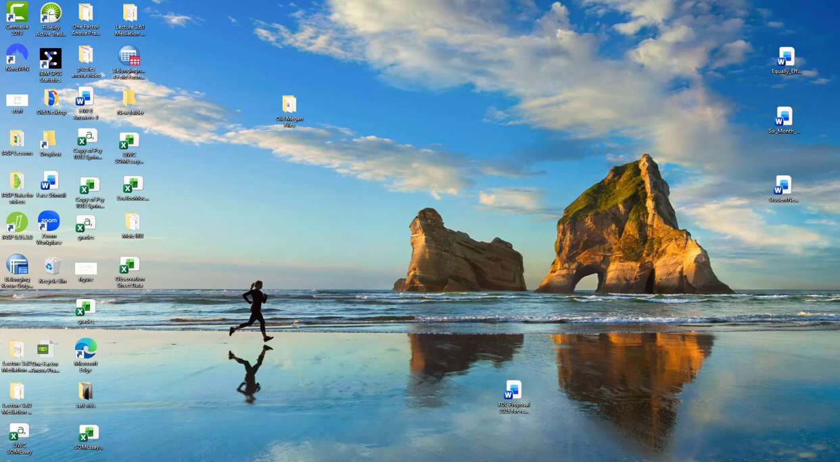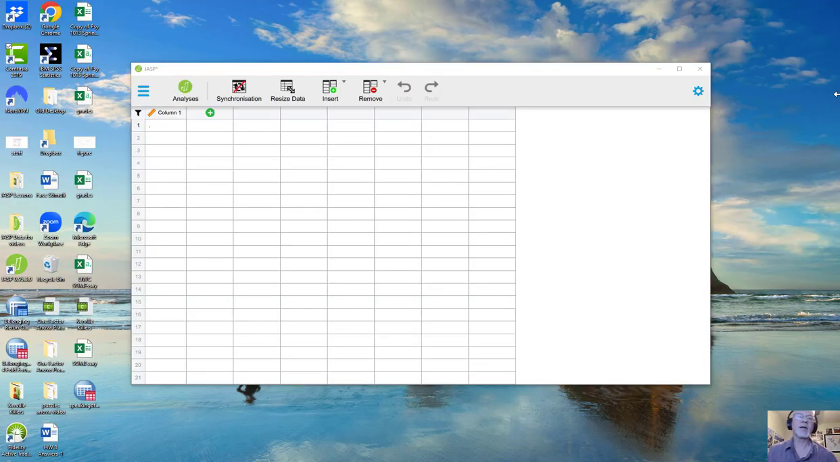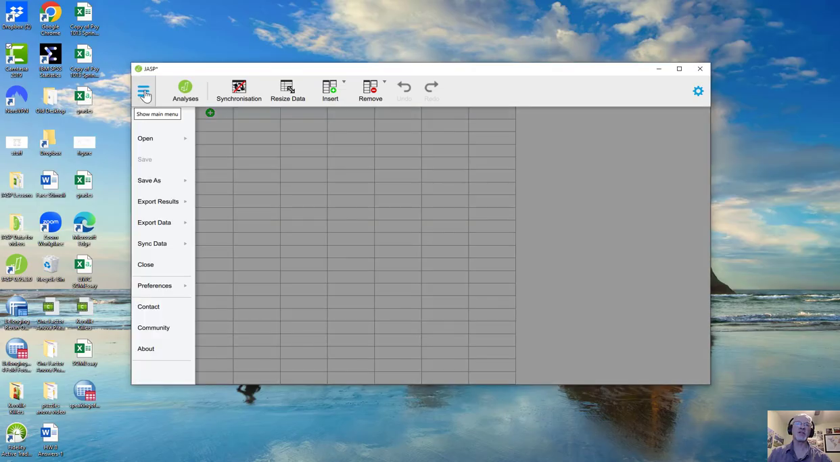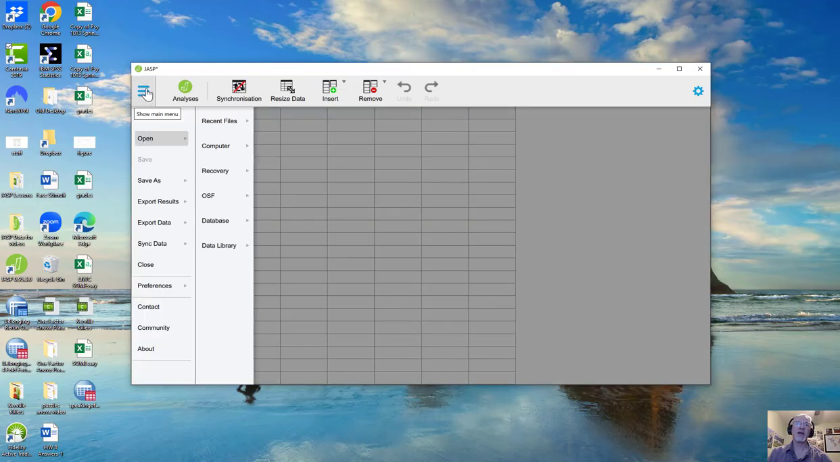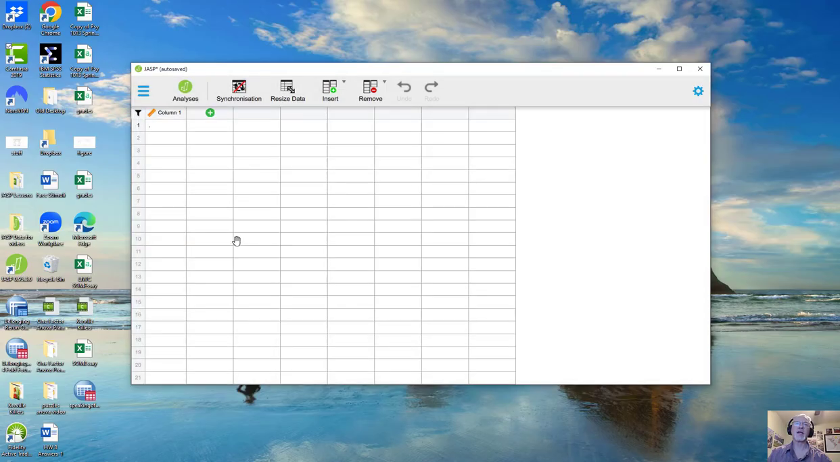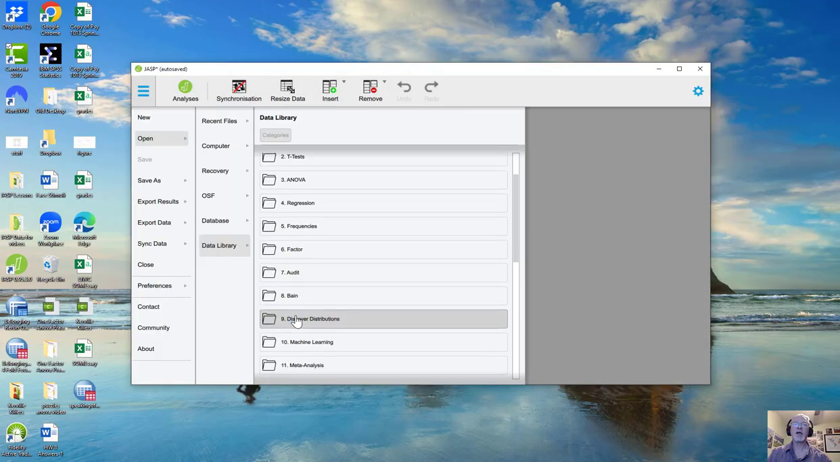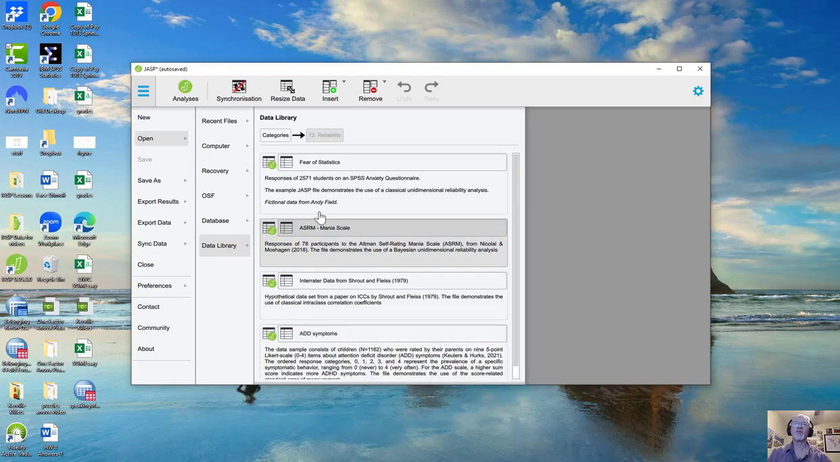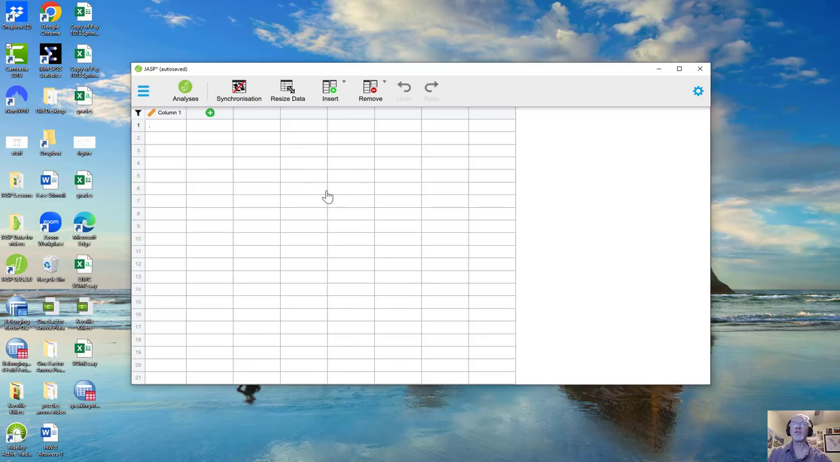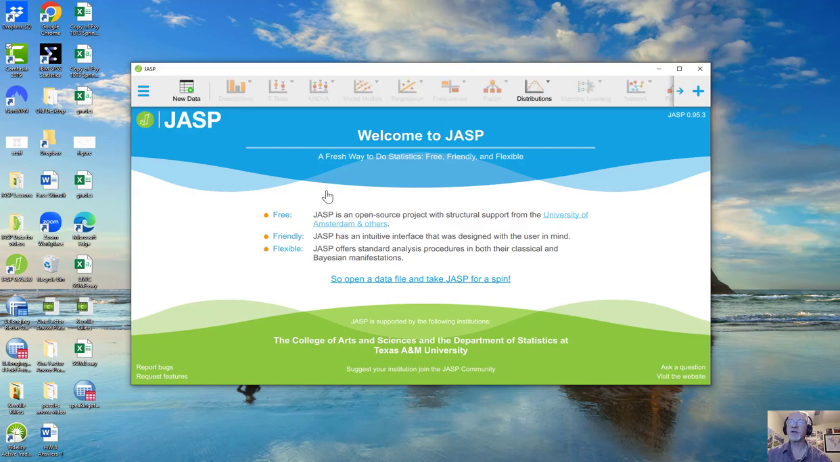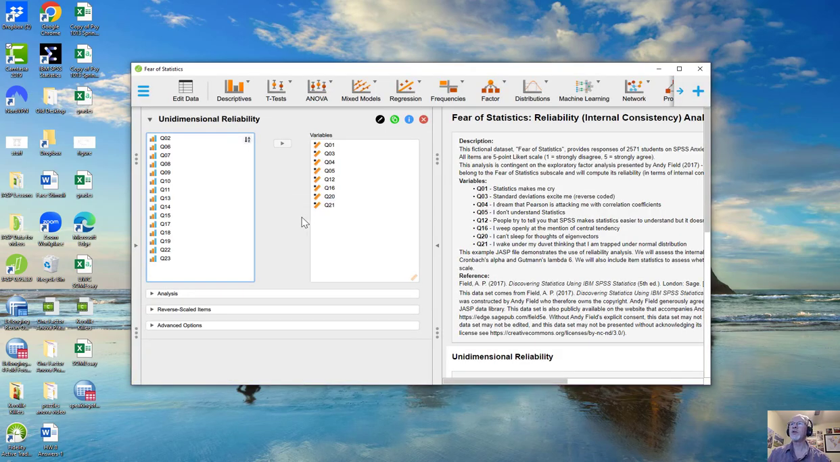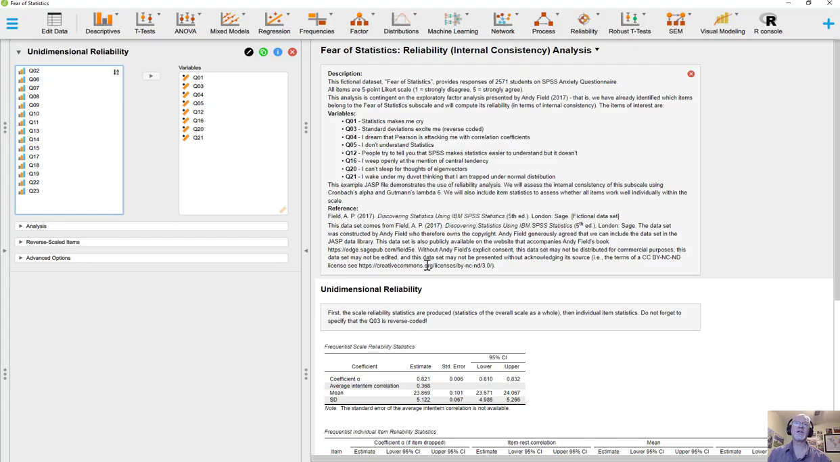Hi, this is lesson 18 in the use of JASP, and today we're doing an introduction to factor analysis, and there'll be a couple of videos on this in order for us to get the hang of what's going on. So we're going to start by opening the data library, and we're going to take a data set from reliability and fear of statistics. This is a data set that we've used before for reliability.